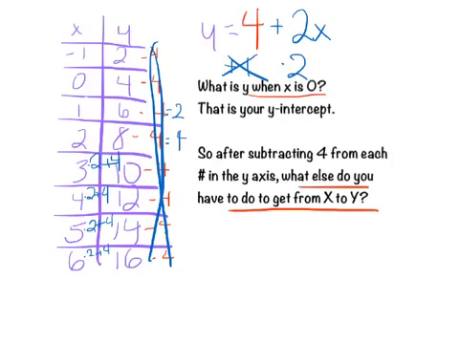Order of operations applies here. So, a little bit of review. First, you want to ask yourself, what is y when x is 0? That's going to tell you your y-intercept. The second step is, okay, let's say I take that away. What else do you have to do to get from x to y? And we figured out that you have to multiply by 2 to get to that missing number.